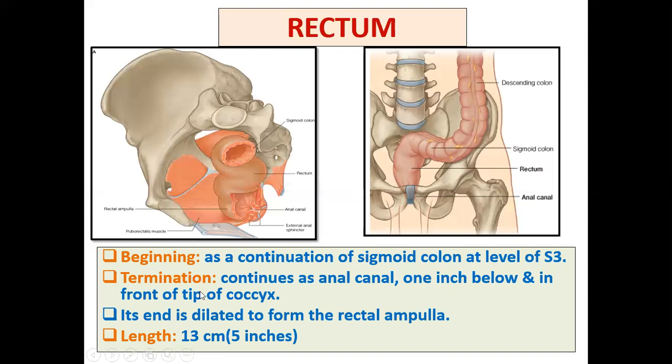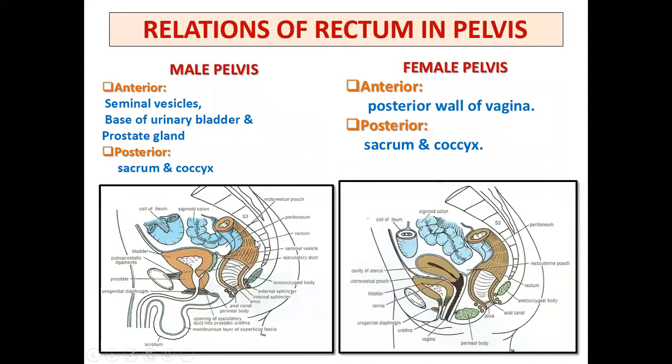It ends 1 inch below and in front of the tip of the coccyx. If you see here, this is the sacrum, and behind that is the coccyx, so it is in front of the coccyx. The end is dilated to form the rectal ampulla. Later we'll study it. Before it ends, it forms a large cavity called the rectal ampulla, where the feces will be held before it passes through the anal canal. The total length is almost 5 inches or 13 centimeters.